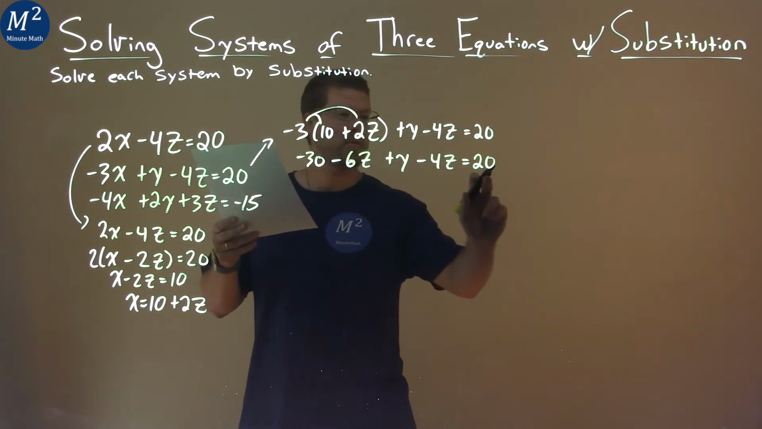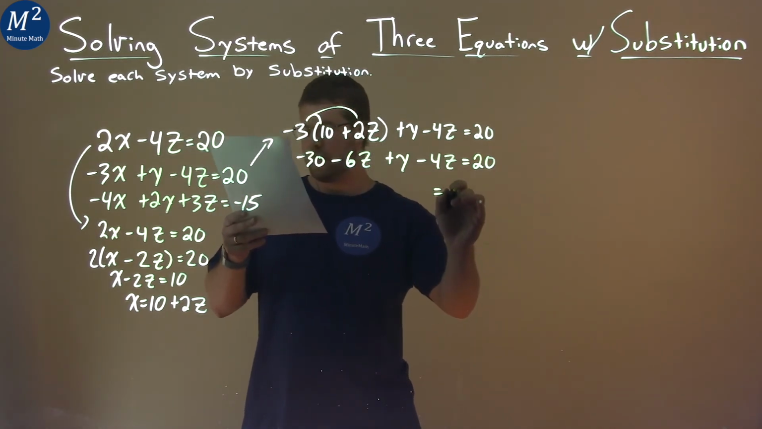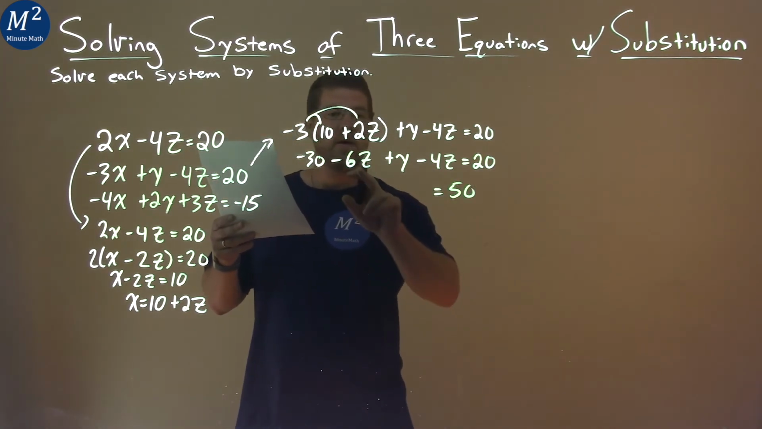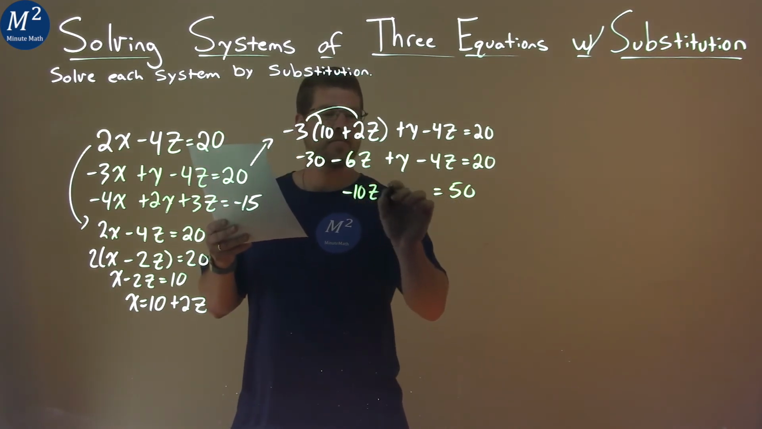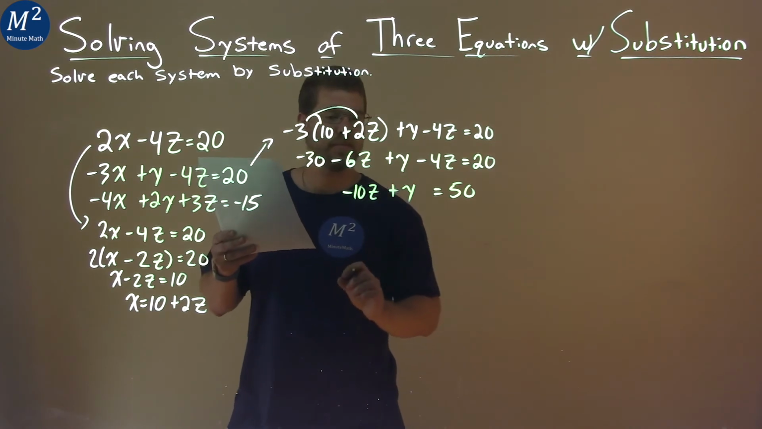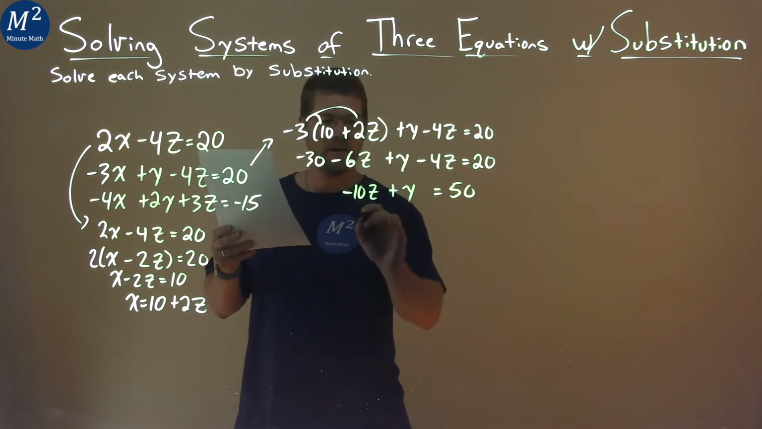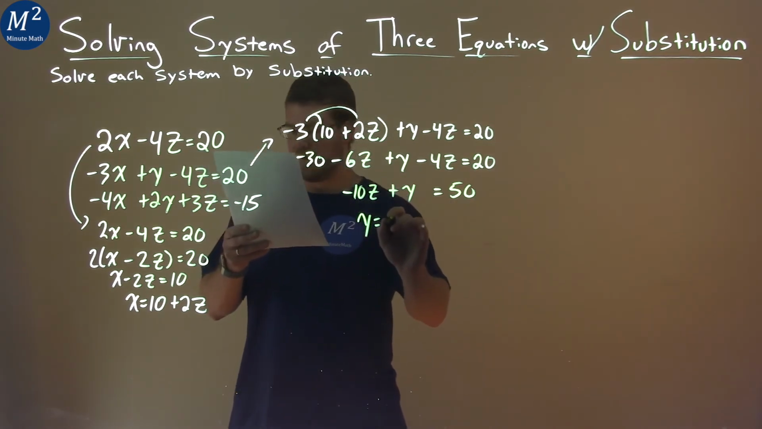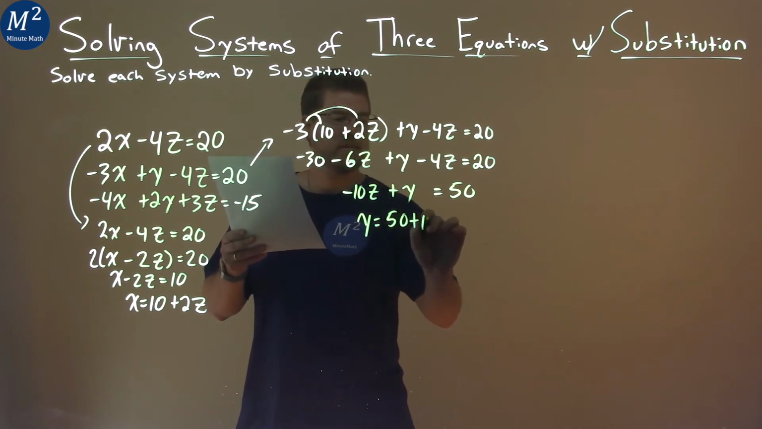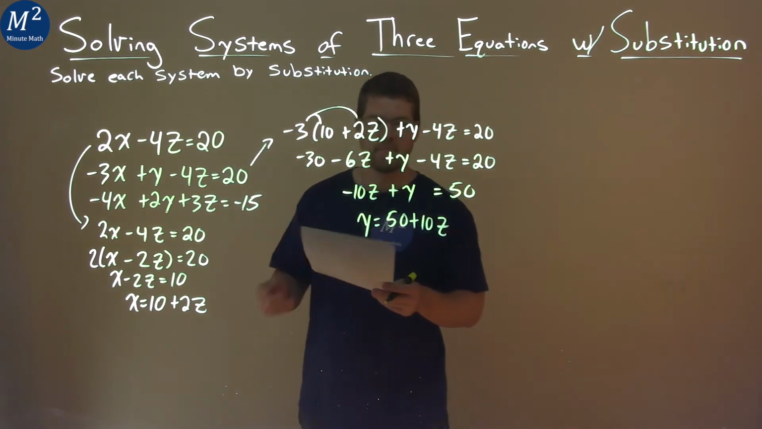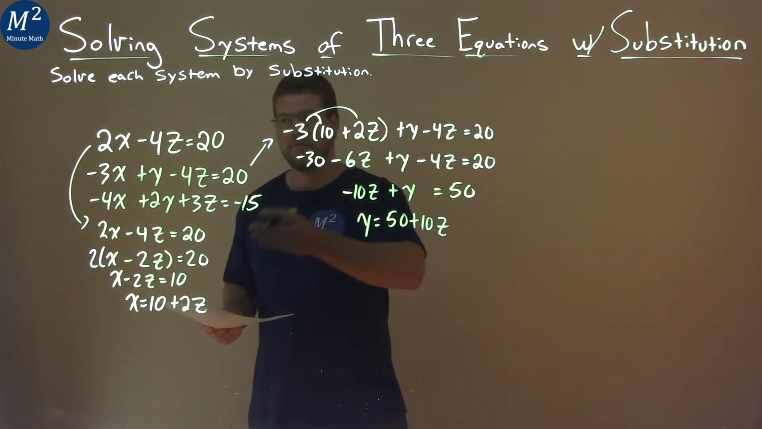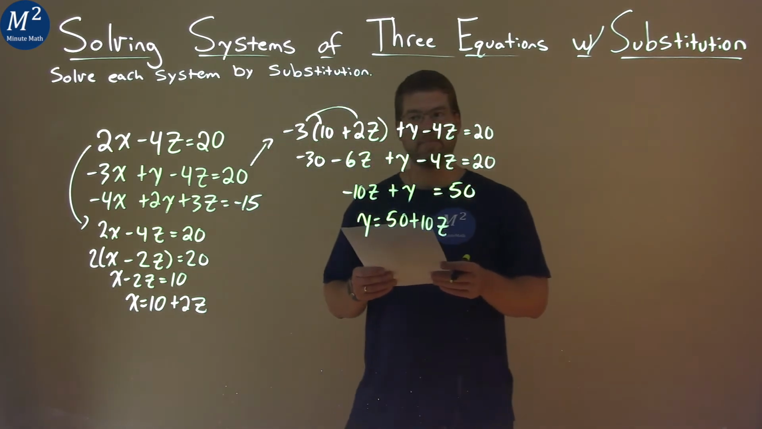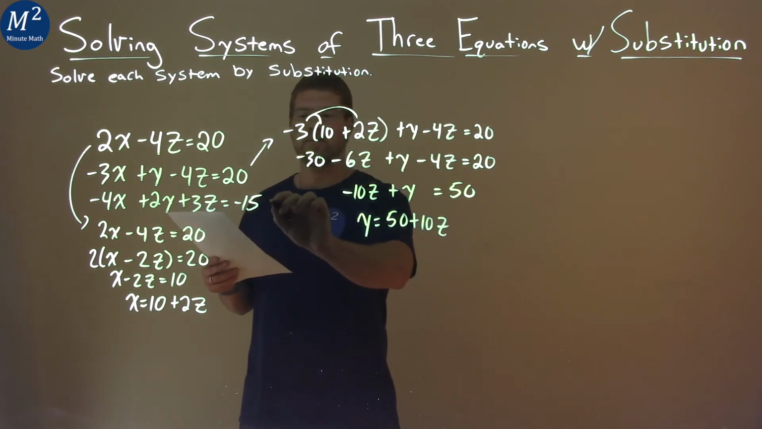So we add a 30 to both sides and we actually get a 50. Negative 6z and minus 4z is a negative 10z, and then we have plus the y comes down. Add a 10z to both sides, and now y is by itself, and it's 50 plus 10z. Not bad. So we have x by itself and y by itself, and each one is in terms of z. We're on our way. Now, we have to look at the last equation here.